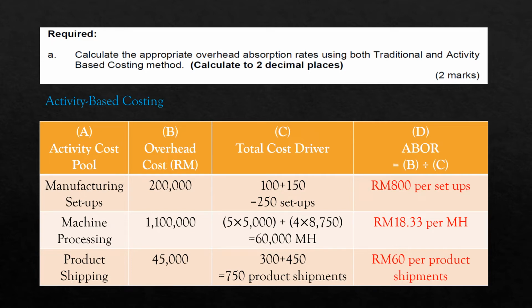Then in the second activity cost pool, that is machine processing, the overhead cost is 1.1 million and the total cost driver is equal to 60,000 machine hours. When we divide 1.1 million by 60,000 machine hours, we will get the absorption rate of RM 18.33 per machine hour. And for the last activity cost pool, that is product shipping, the overhead cost is RM 45,000 and the total cost driver is equal to 750. And after we divide these two amounts, we will get the absorption rate of 60 ringgit per product shipment.